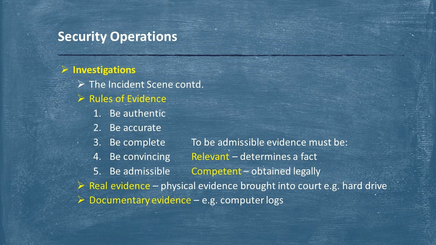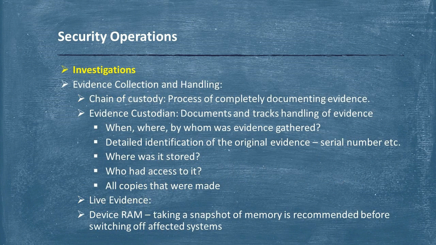That is documentary evidence. Chain of custody is a terminology very often referred to. It is a process of completely documenting the evidence. The evidence custodian documents and tracks the handling of evidence: when it happened, where, and by whom the evidence was gathered. The document should have all these details, like detailed identification of the original evidence, such as a serial number, labels, whatever is on it, where it was stored and who has access to it, how many copies were made, and the details of the copies made.